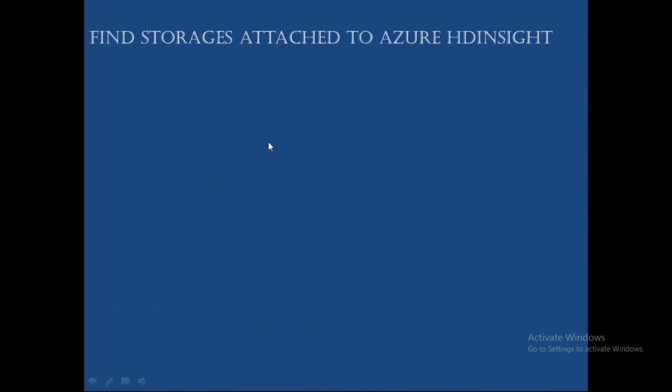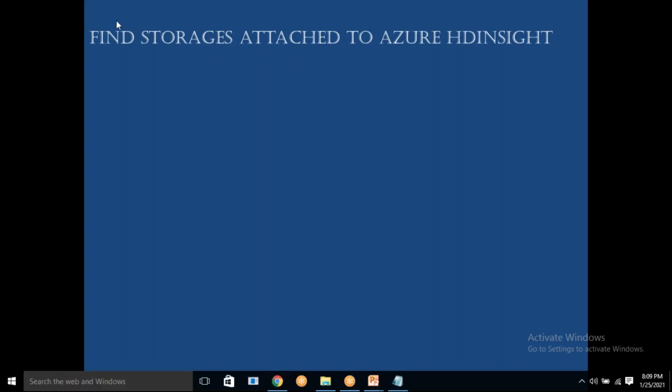Next, find storage. How do you understand the storages which are attached to the Azure HDInsight? Now you know you have attached HDFS1 and HDFS2. You have not attached HDFS3, but I'm newly joined in the organization. I want to understand what all storages we have attached to this Azure HDInsight. We have an option from the UI, but that UI will not show you the correct result.